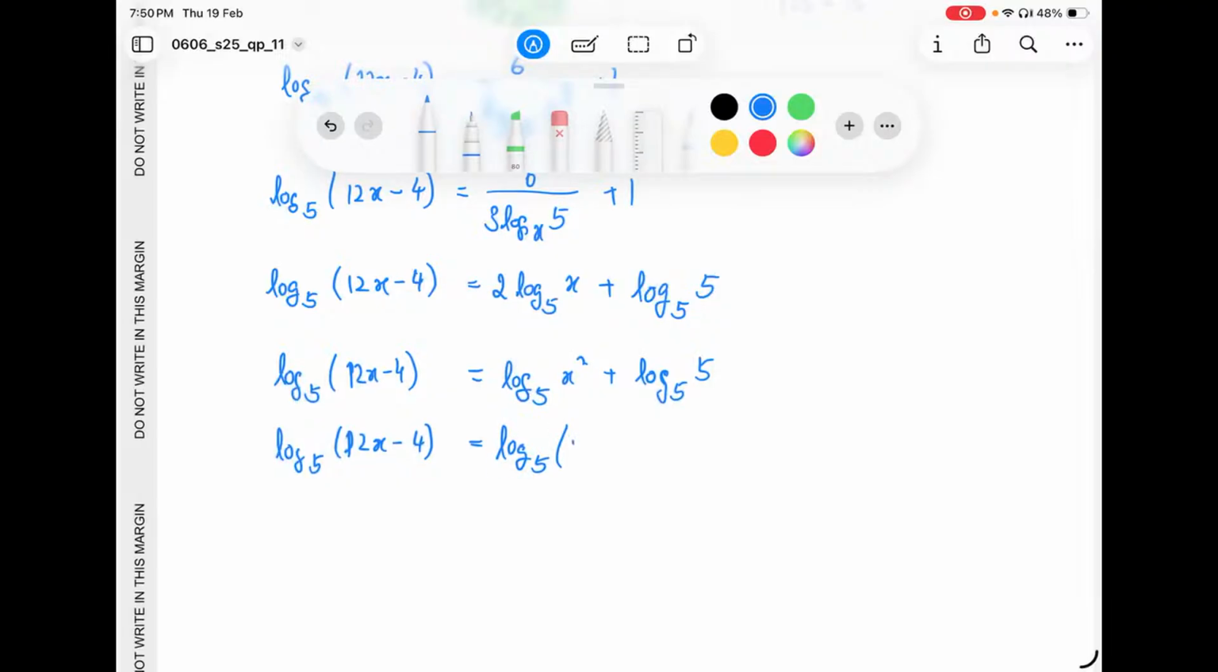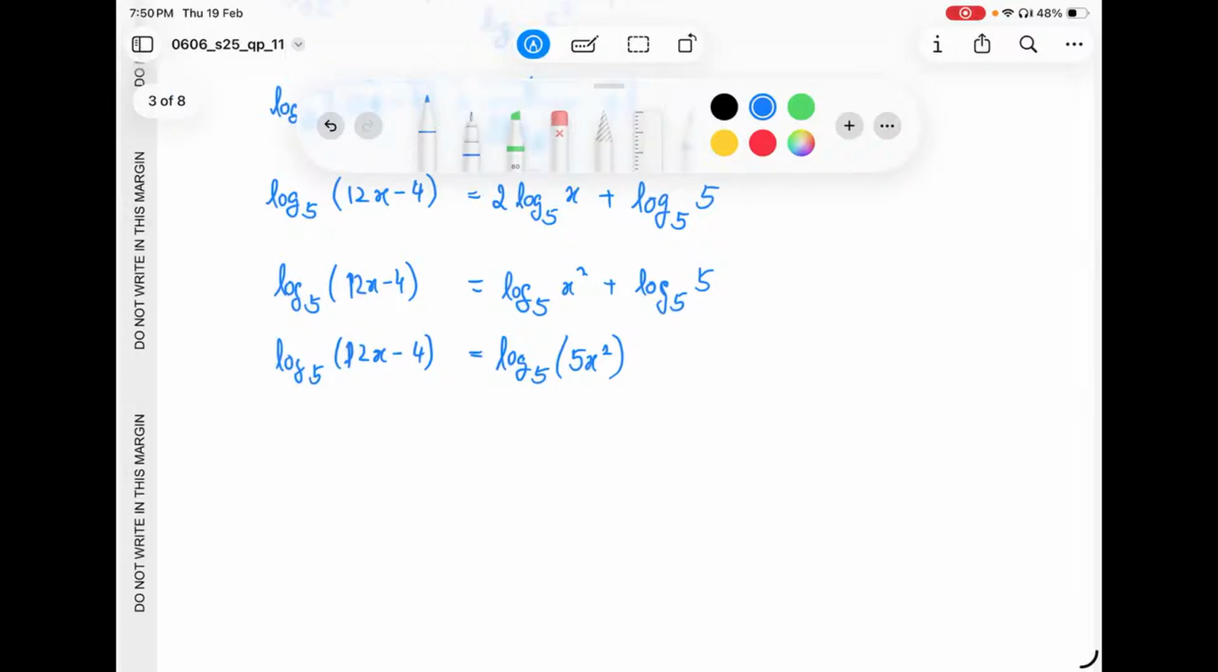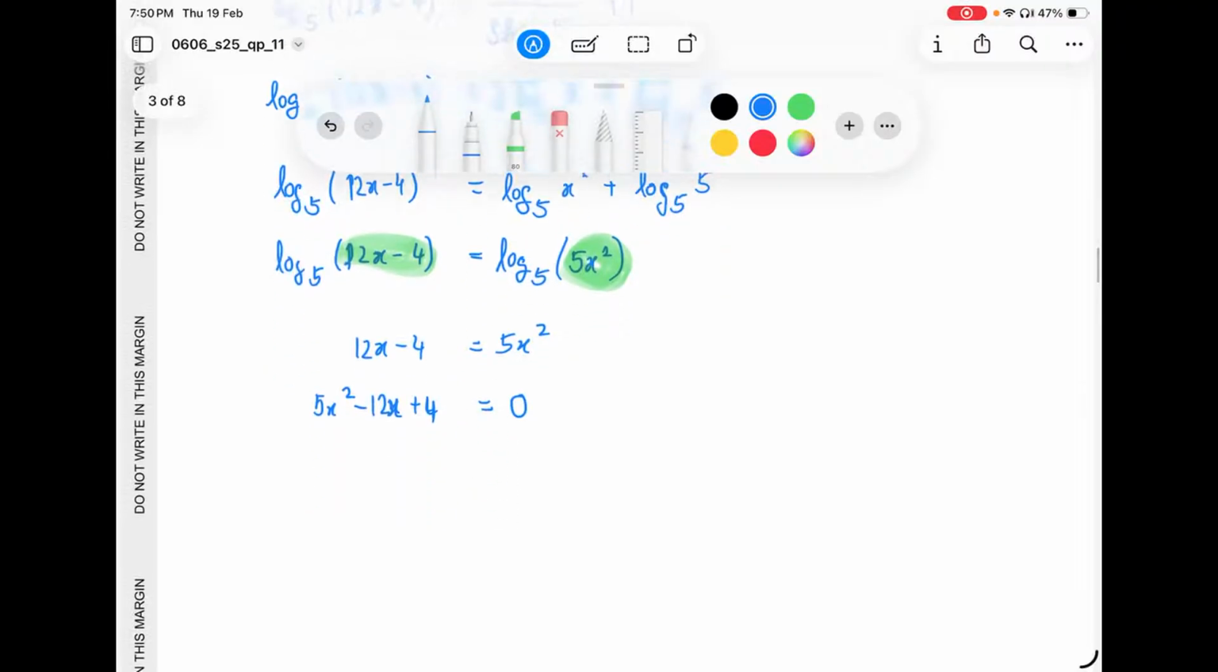The property we'll use here is that when you add any two logs with the same base, you can multiply the values you're logging. So here we get this. Now we can directly compare these two parts. So now we will have 12x minus 4 equals 5x squared. Then 5x squared minus 12x plus 4 is going to be 0. What I did is I just moved this to one side and made it like this.